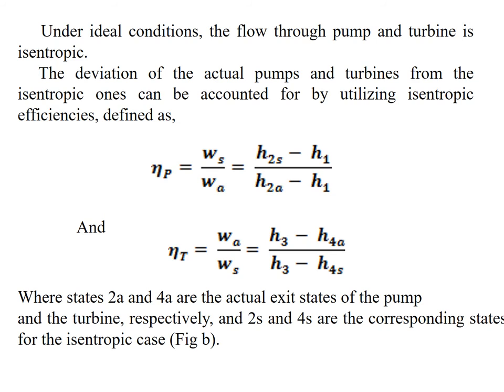Turbine efficiency is actual work done to isentropic work done, while for the pump it is isentropic work done to actual work done. We write it as (H2S minus H1) by (H2A minus H1), where H2A is actual and H2S is isentropic. For the turbine, (H3 minus H4A) by (H3 minus H4S), where H4A is actual and H4S is isentropic. These two equations are very important for problem solving in Rankine efficiency.